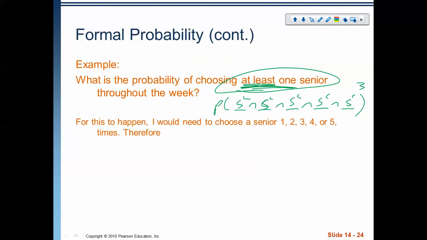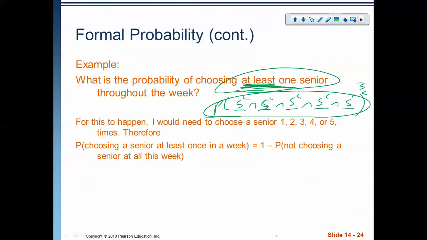Which means if I want to find the probability of having at least one senior, I can take this probability and use the complement rule to figure that out. So P of choosing a senior at least once in the week is going to be 1 minus P of not choosing a senior at all this week. The complement of having at least one is 1 minus having none.